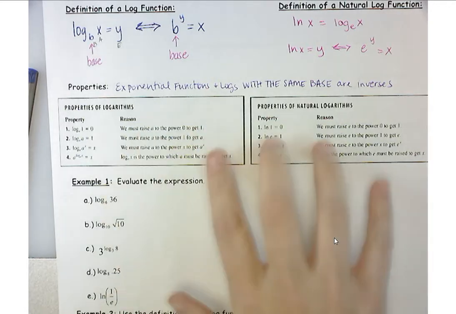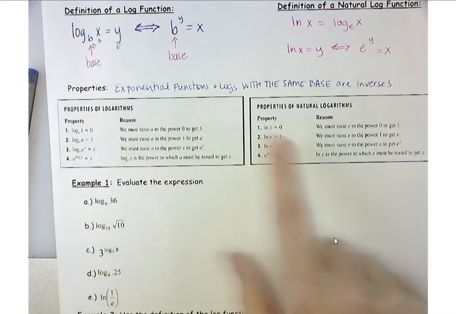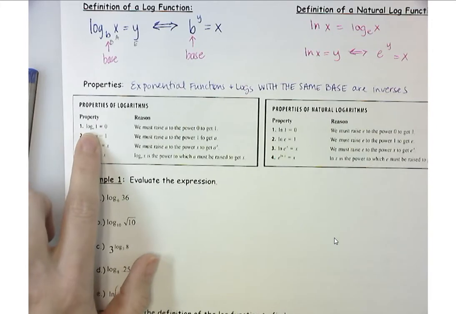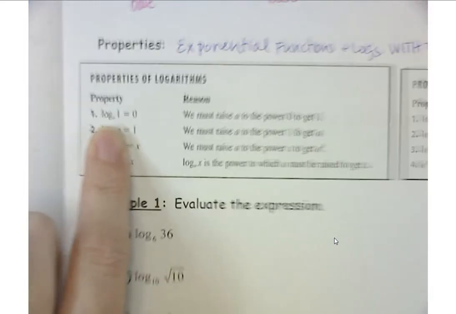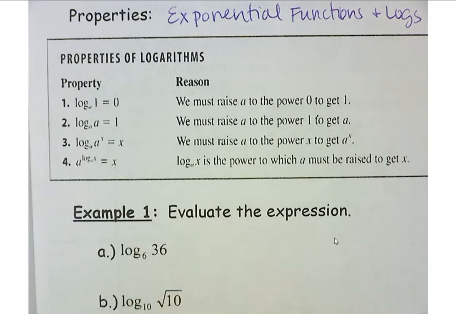We have this list of properties, first for just logs, and then for natural logs. The same thing's going to apply, but we're going to go through and write down why these make sense as our properties. So the first one says log base a of 1 equals 0. Is it okay if I zoom it in? Okay, so log base a of 1 equals 0. So we must raise a to the power of 0 to get 1.